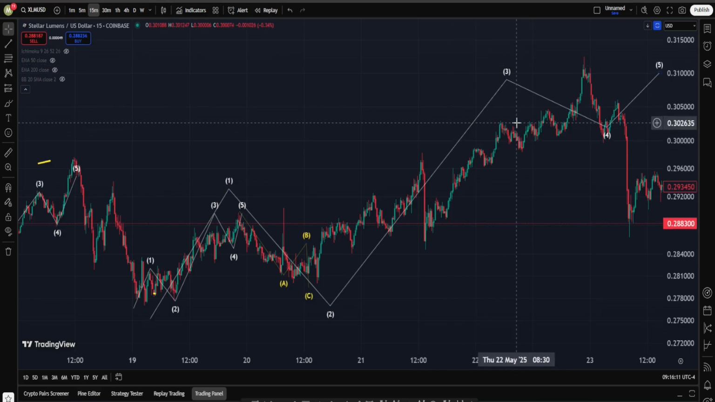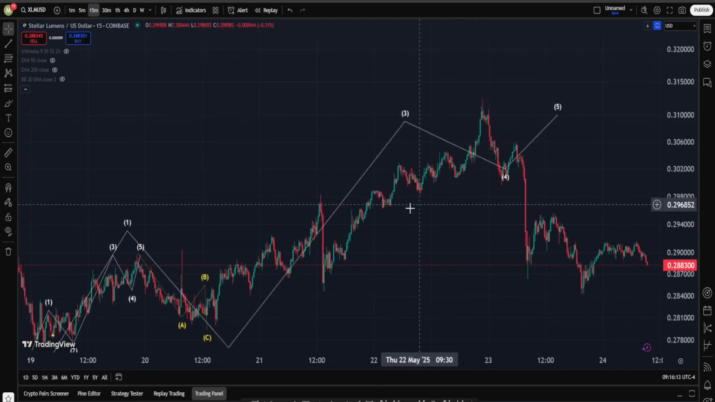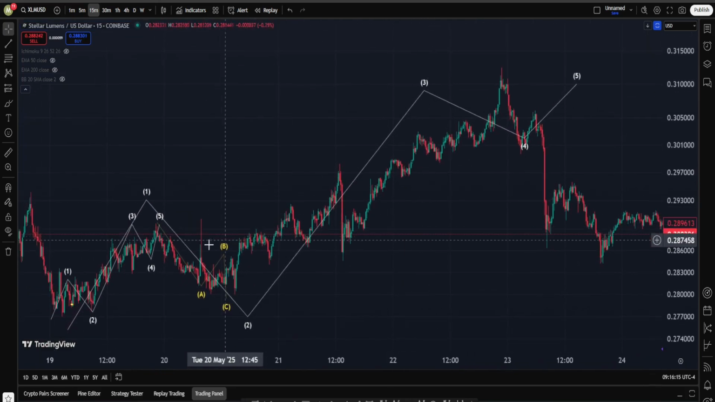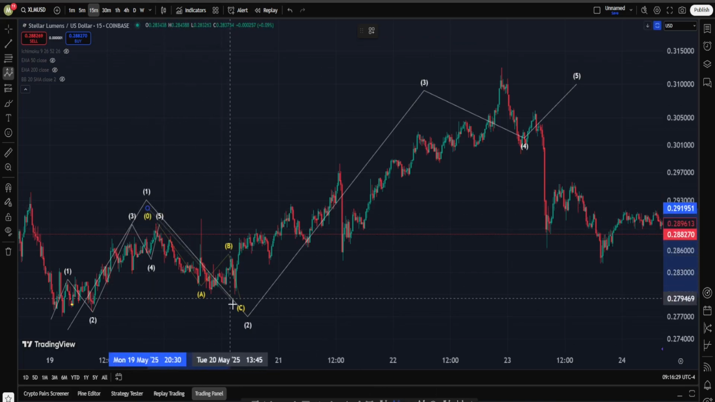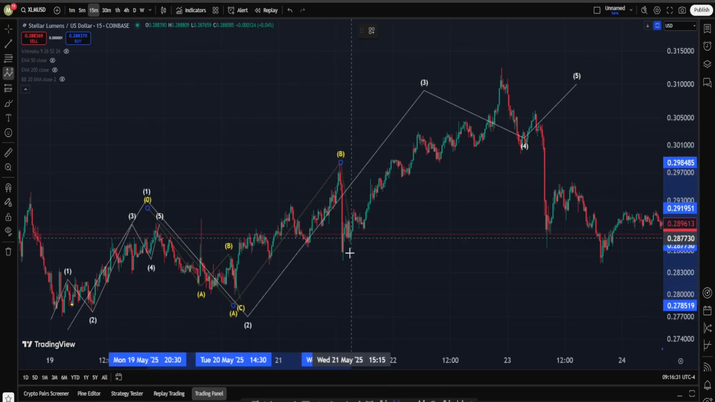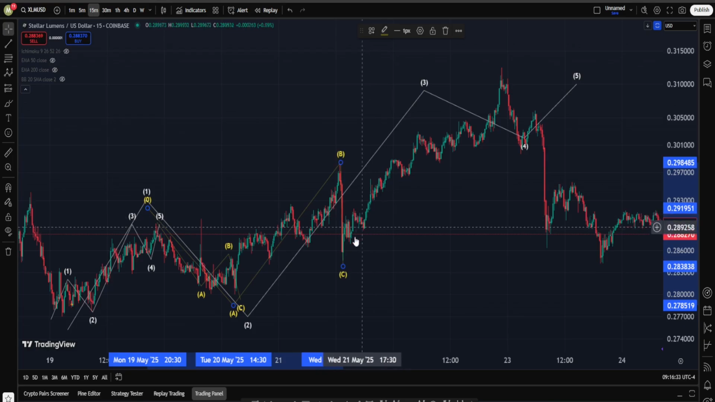So what happened? We did go up, but now I'm going to change some bits. Sure, I still believe this is an A, B, C zigzag. Now I'm going to say probably to about this point, but I do not believe this is the end of our wave 2. No, I'm going to argue from this high, we are having probably an A, B, C running flat, given the fact that this move down is quite strong.